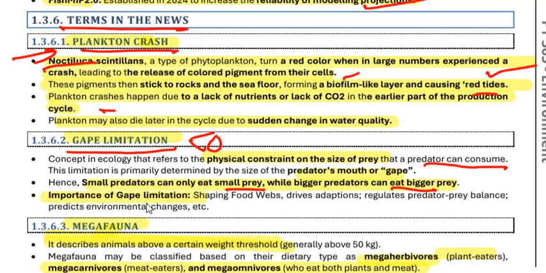Importance of the gape limitation: how is it important? It shapes the food web, drives adaptation, regulates predator-prey balance, predicts environmental changes, etc. These points are not so important, you commonly understand them. Just know what the gape limitation is, nothing else.